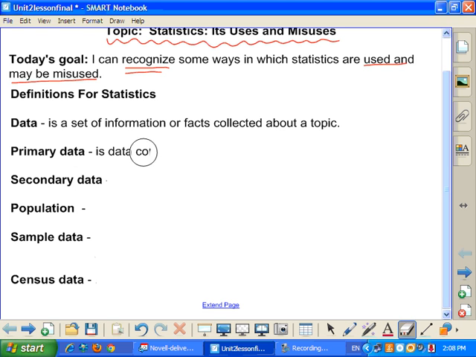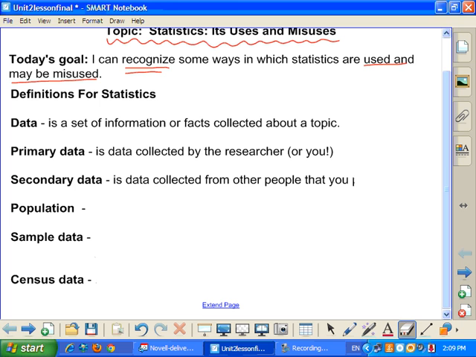Primary data. Primary data is collected by the researcher, and in this unit, it's going to be you. So primary data is numbers or research that you collect. Secondary data is someone else has collected the data that you plan to use. So if I give you some numbers to work with and say create a graph, draw conclusions, you're working with secondary data. I'm the one that collected it, now you're the one that's going to use it. Primary, you're the one that collected it and you're going to use it.